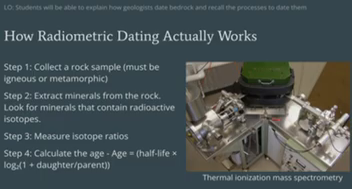Using this data, you then calculate the age, which uses the half-life and the measured ratio. The formula for this is half-life times the base 2 log of 1 plus the number of daughter isotopes divided by the number of parent isotopes.